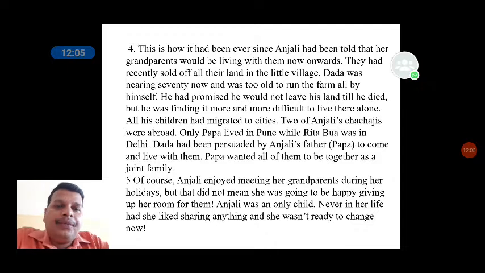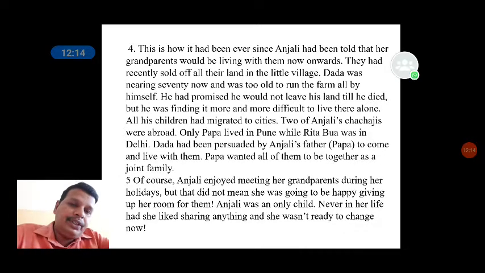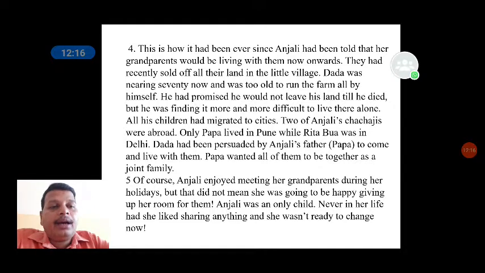Then of course, Anjali, of course means obviously, enjoyed meeting her grandparents during her holidays. She enjoyed her vacations with them. But that did not mean she was going to be happy giving up her room for them. She wasn't ready to give her room to them.